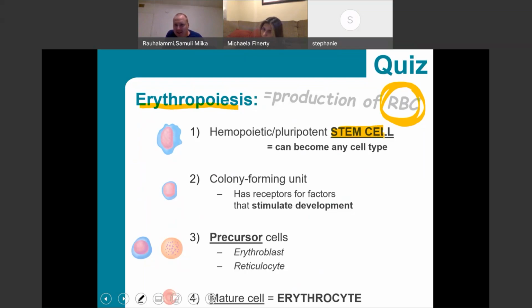And you remember the stem cells are the cells that can become any type of cells at all. So they are not yet locked into continuing to become a certain kind of cell.